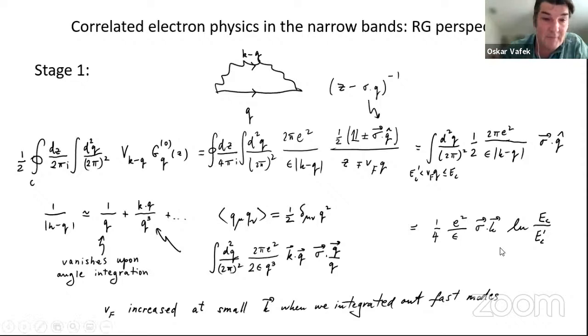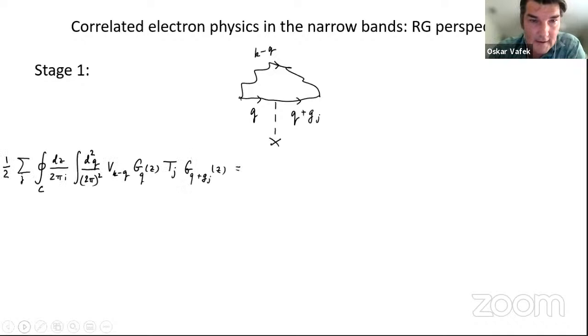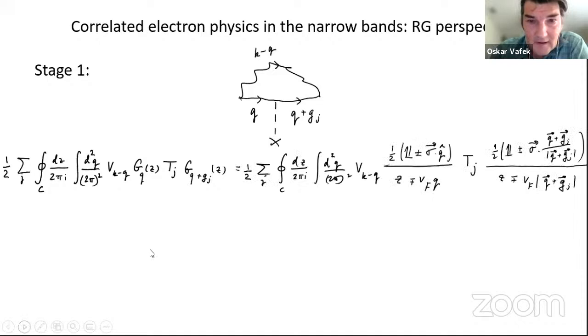In stage one. So now let's consider the second term. This is a new term, it was not considered before. It's perturbatively expanded in the W's, and so this T_j here corresponds to the Bistritzer-MacDonald interlayer tunneling that scatters from Q to Q plus G1. And now we just have to perform this integral. Again, we are going to make a spectral decomposition of these Green's functions. This should be G0.